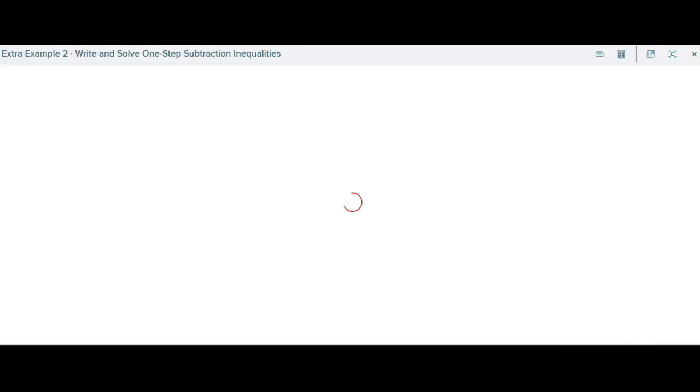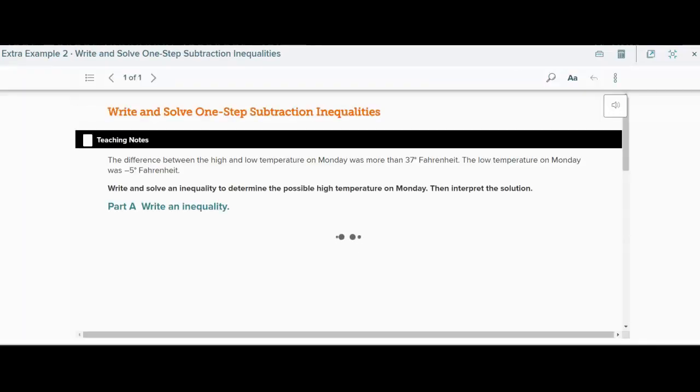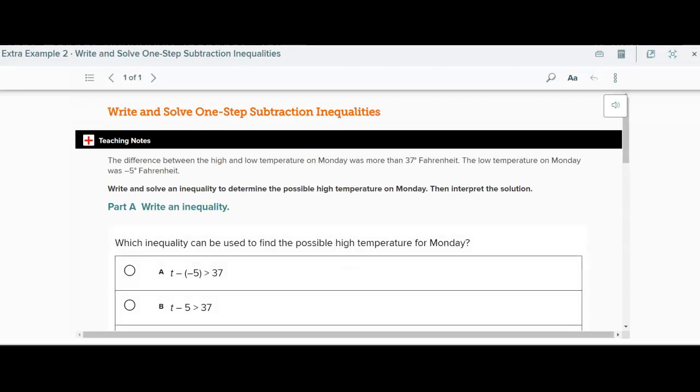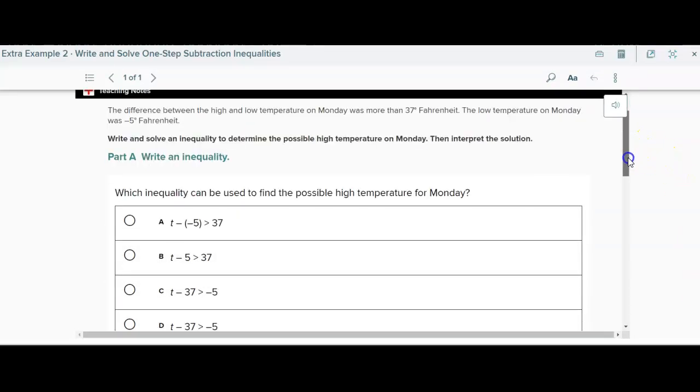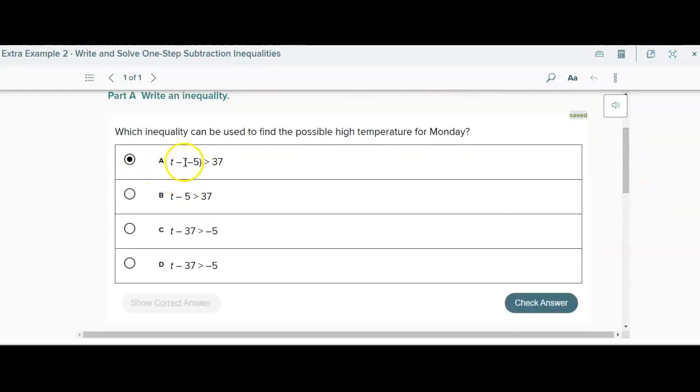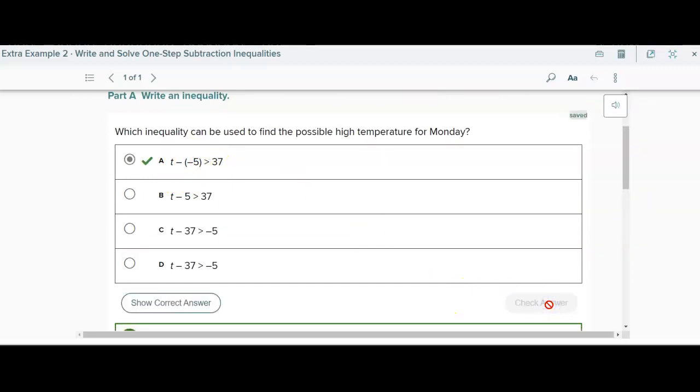All right, let's look at another example. This one's not in your book. You can read along. The difference between the low and high temp was more than 37 degrees. So more than means what symbol? And the difference between the high and low was more than that. So the low temperature was -5. So we want to take the high temperature, we'll call it T, and subtract the low temperature. So T minus -5 has to be greater than 37. The high minus the low, minus a negative, is more than 37. So there is your solution for that one.